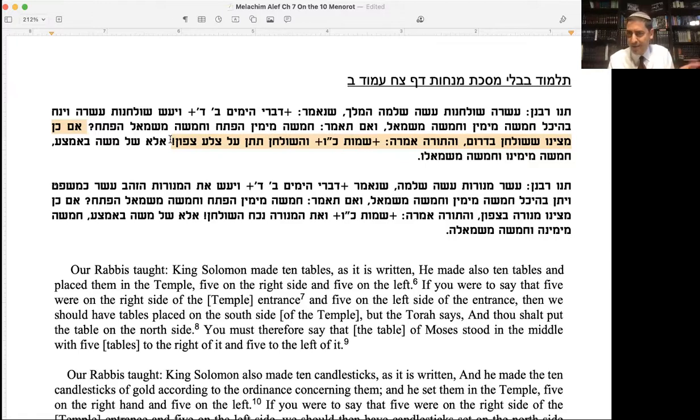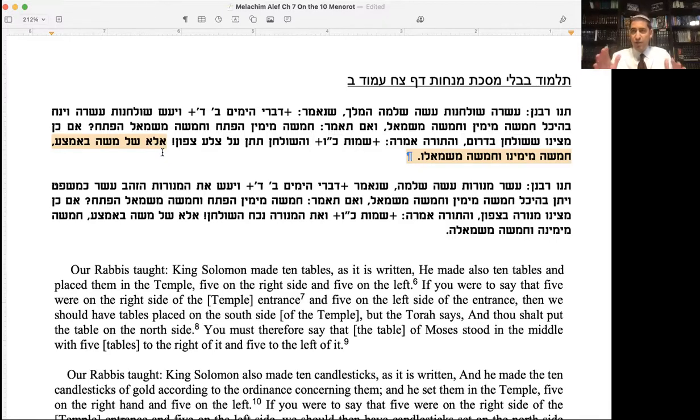So how then do we get to 10? And it's 5 and 5, 5 to the right, 5 to the left. What does that mean? Ela shel Moshe ba'emtza, chamisha mimino v'chamisha bismolo. The shulchan from Moshe Rabbeinu's time is in the middle, and it has 5 to the right of it and 5 to the left of it. All 10 plus 1, it's really 11, are on the north side of the Beit HaMikdash, in the sanctuary.